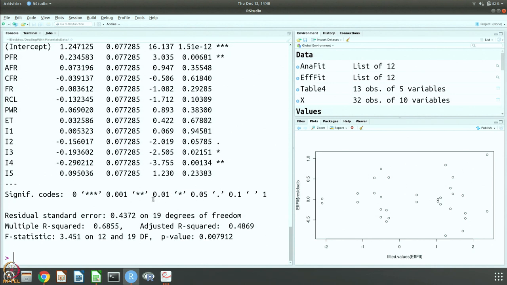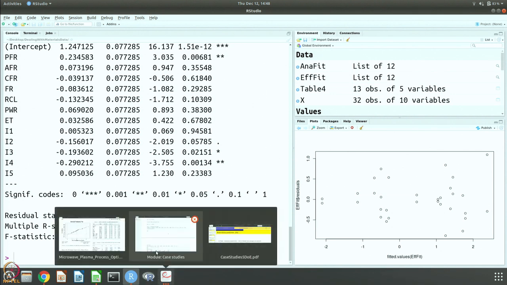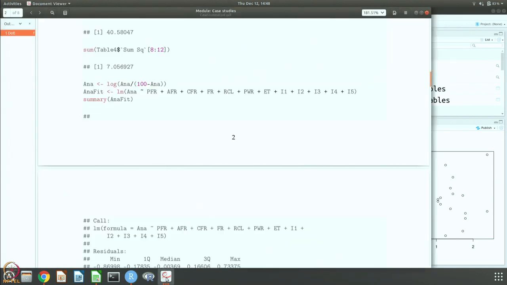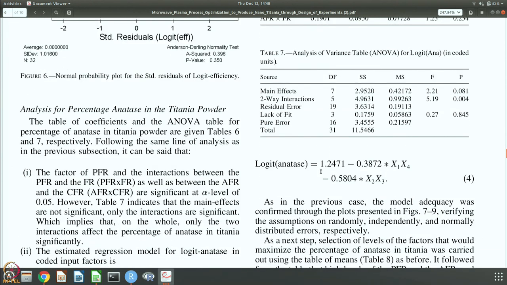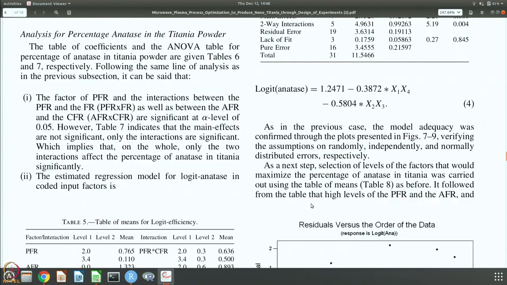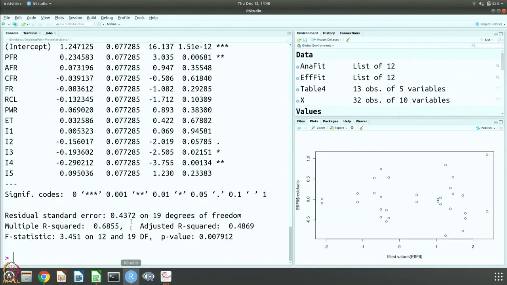So, up to 0.01 significance, alpha 0.01, it is I4 and PFR, and 0.05 significance, it is I3, and 0.001 significance, it is the intercept. So that is what is given here in the paper. So they look at it and then they say that constant, x1, x4, x1, x3 and PFR was already there. Okay. So, then you can again do the same plots and do the ANOVA and so on.